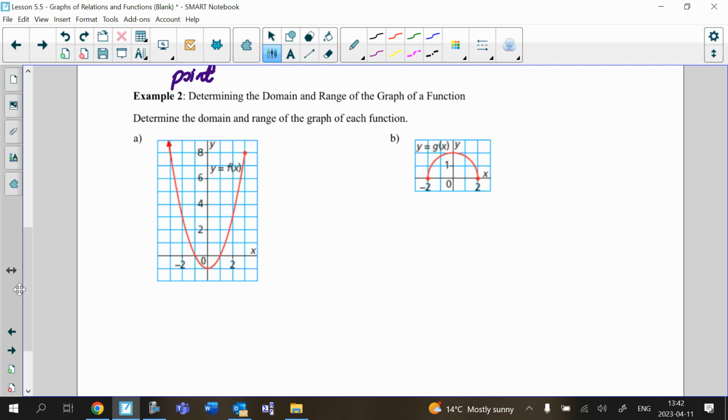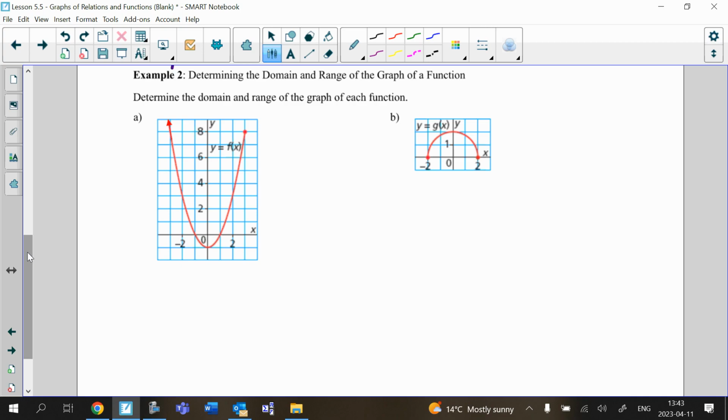So for the domain, it's furthest left to furthest right. Remember, not only does this go up forever, it's slowly pushing to the left forever. So it's negative infinity is the lowest with the parenthesis, and it goes all the way up to the furthest right with this x coordinate of 3, and we include it.